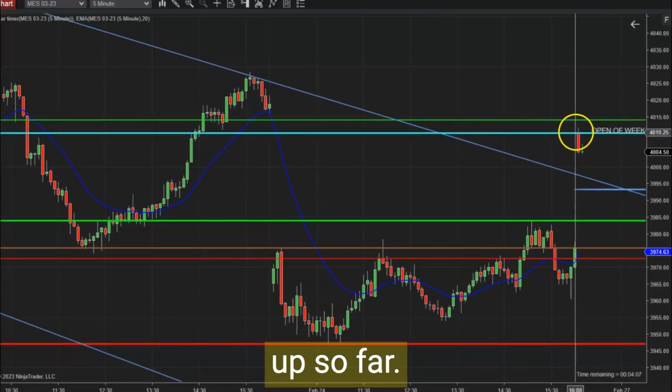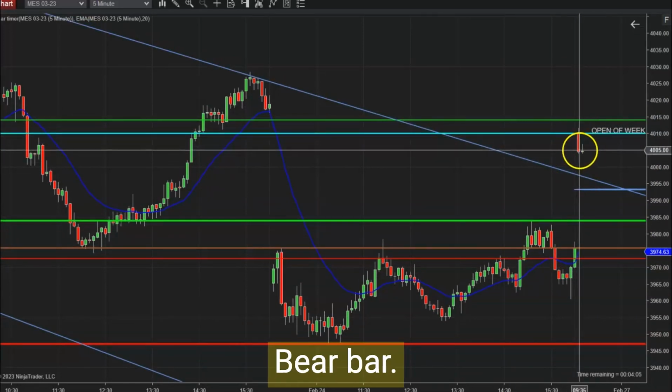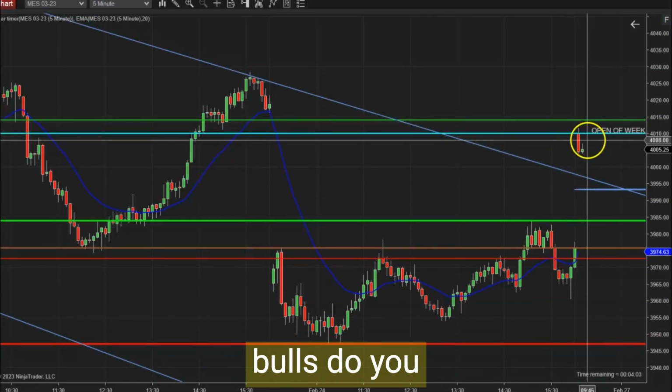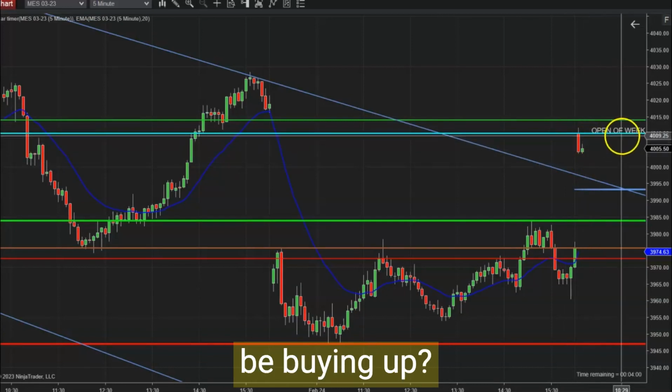We're gapping up. So far, bear bar. So how many bulls do you think are going to be buying up here? Not many, right?